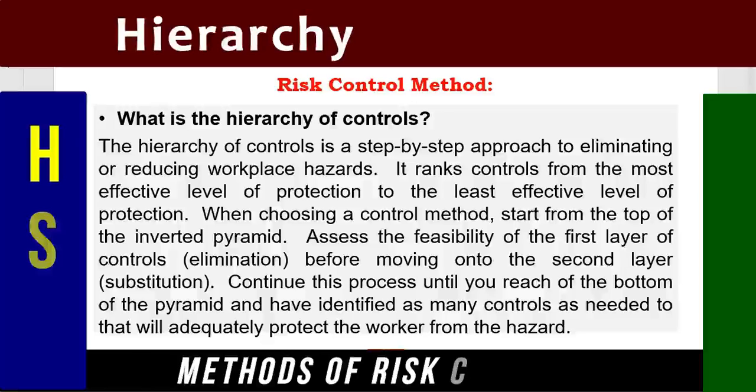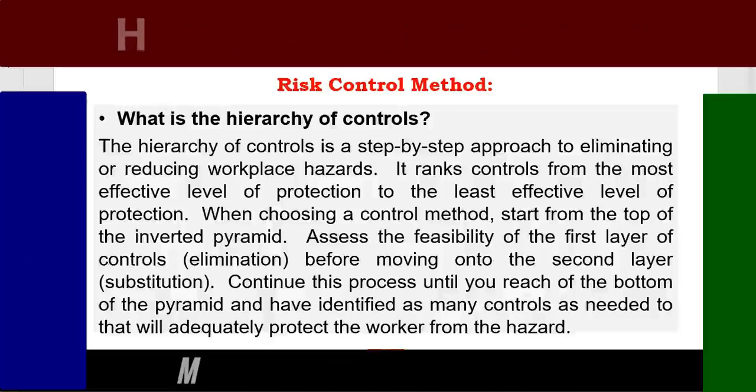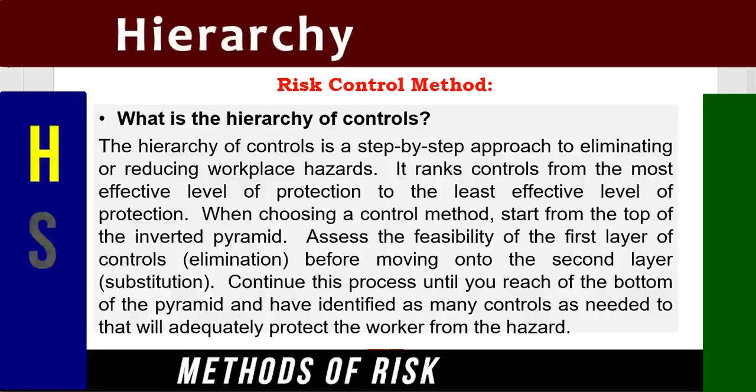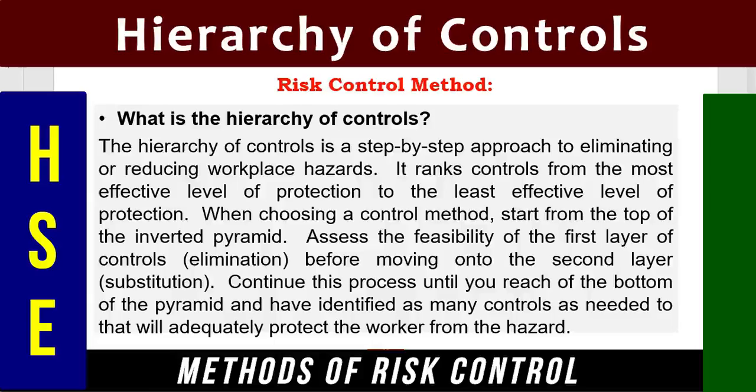What is the hierarchy of controls? The hierarchy of controls is a step by step approach to eliminating or reducing workplace hazards. It ranks controls from the most effective level of protection to the least effective level of protection. When choosing a control method, start from the top of the inverted pyramid.